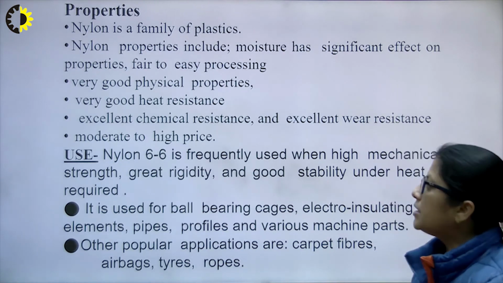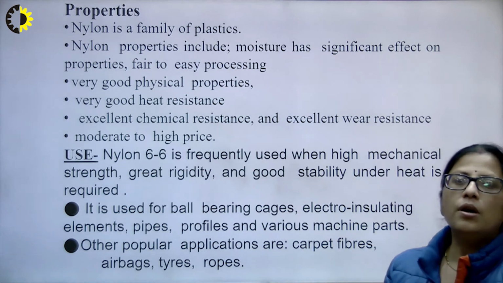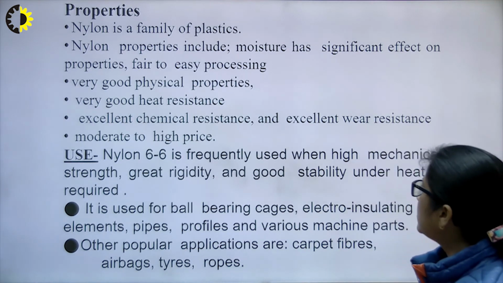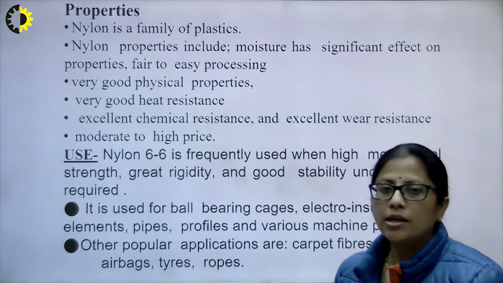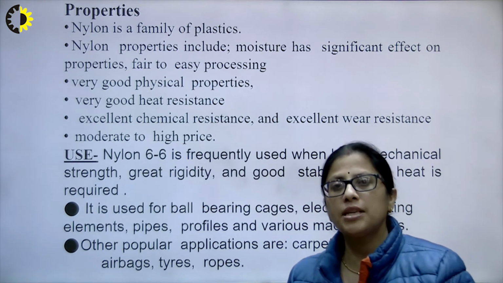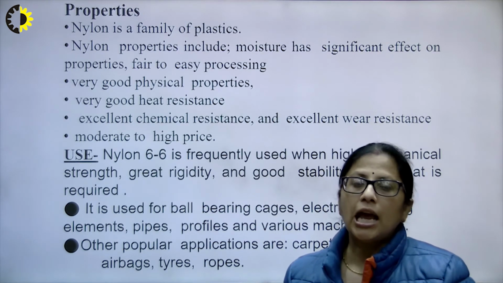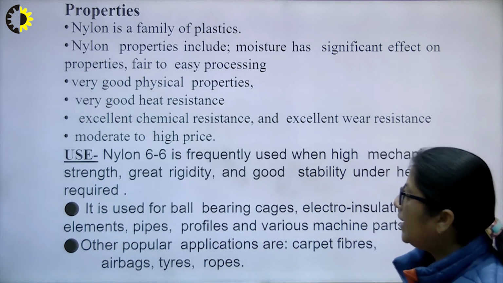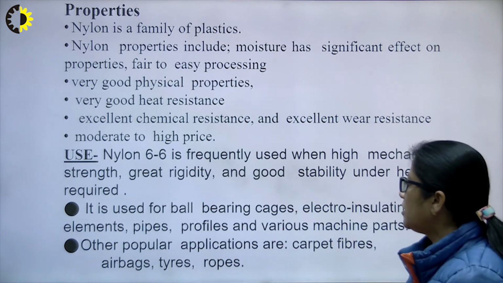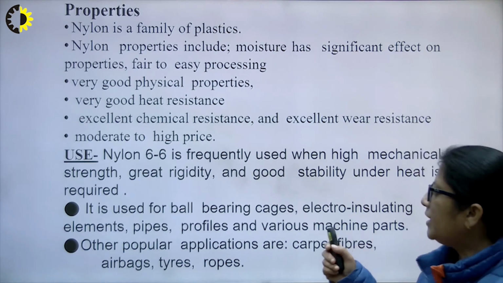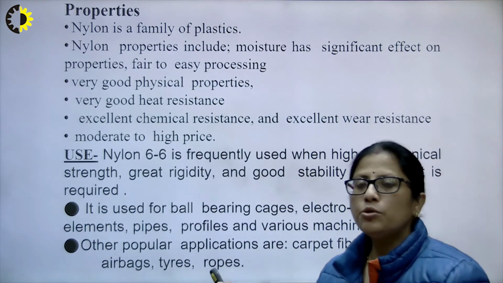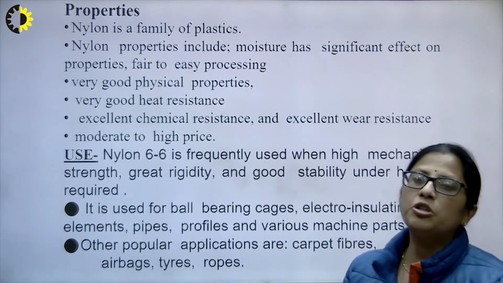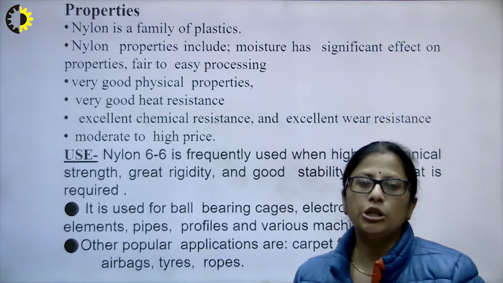Now, this nylon 6,6 is frequently used when mechanical strength, great rigidity and good stability under heat is required. So, at high temperature, if we need good stability, rigidity and strength, then we use nylon 6,6. Then it is used for ball bearing cages, as electro insulating elements, in pipes, profiles and various machine parts. In different machine parts also nylon is used.